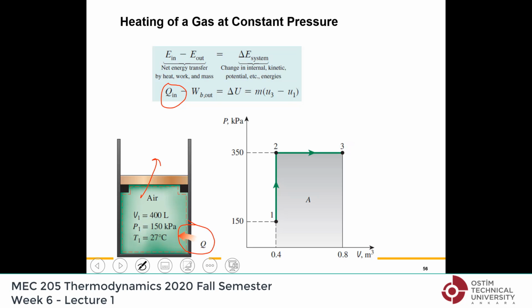Energy out, pushing the air out and raising the piston. So minus boundary work out. No other energy entering or leaving. Stationary system, so delta E is delta U, which is mass times U3 minus U1. So the final internal energy minus the initial internal energy, U1. Okay.